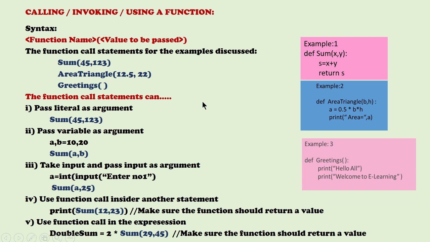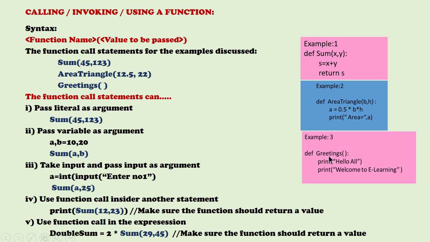What is the last example that we have discussed? It is greetings. The name of the function is greetings. Are there any parameters? There are no parameters. So how can you write the function call statement? It is greetings, open parenthesis and close parenthesis. This is how you have to write the function call statement.